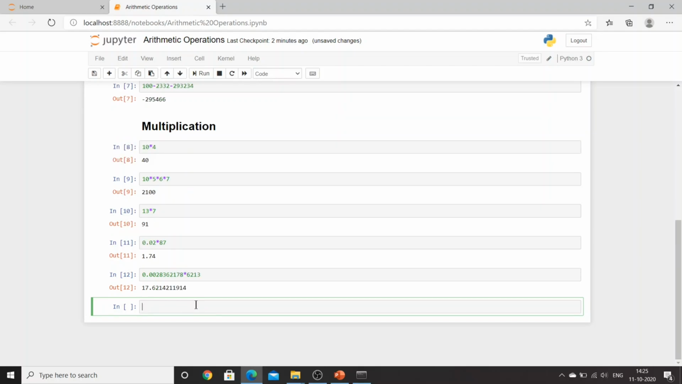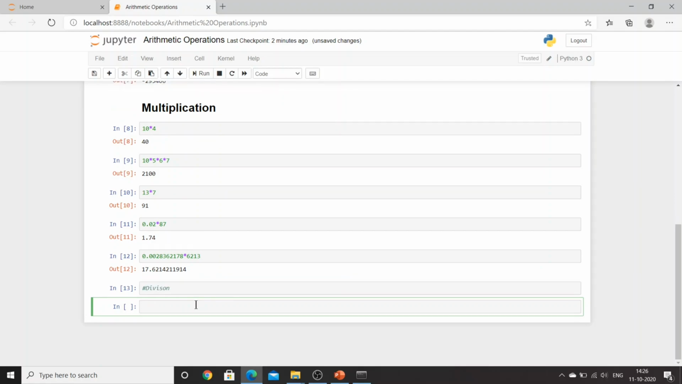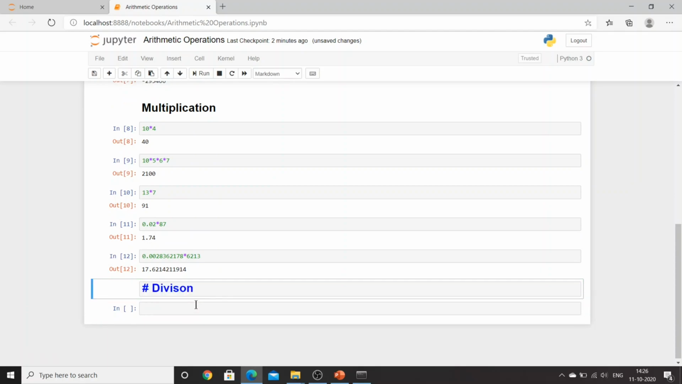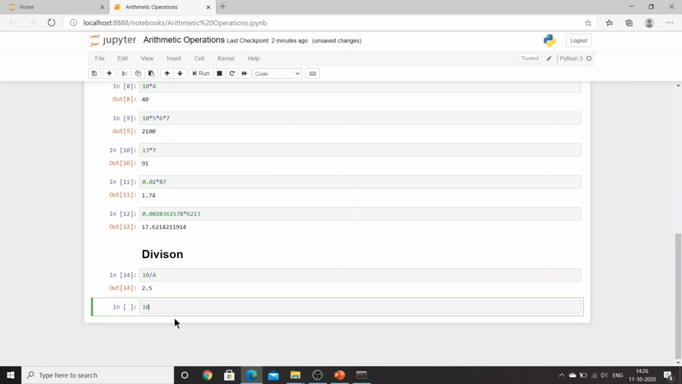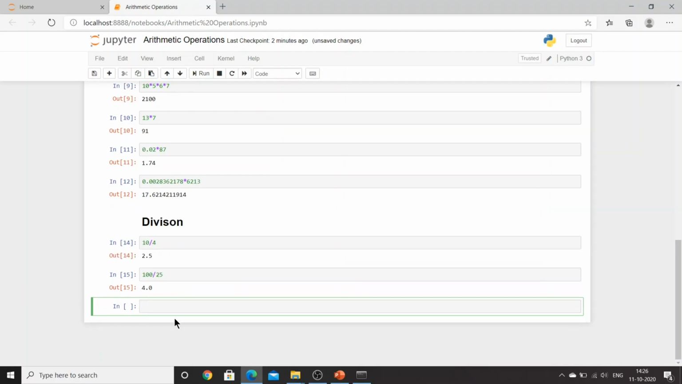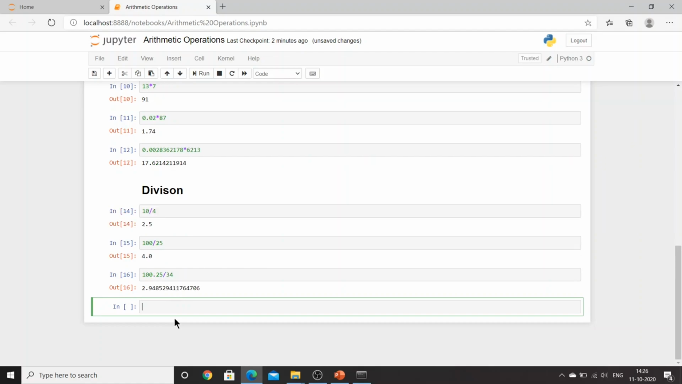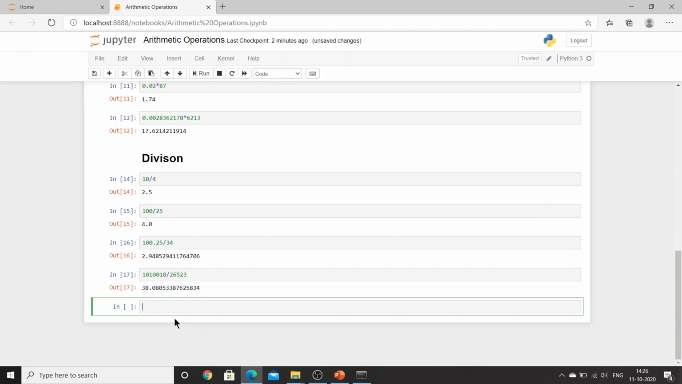Okay, now let's try another one. Let's say division. So division, let's give it some style. Now in division, 10 divided by 4, let's say, so you'll get 2.5. 100 divided by 25, 4.0. Let's say 100.25 divided by 34, 2.945. So in this way you can try out whichever way is possible. So division is over. Now what's next?